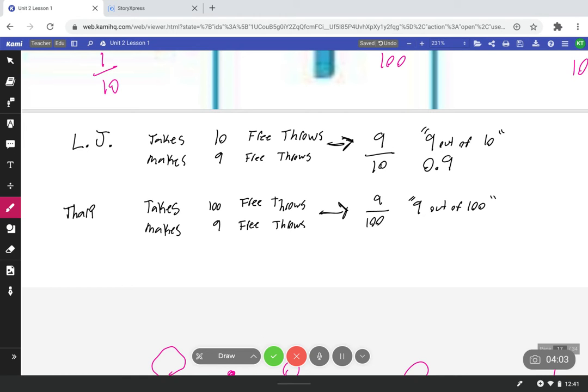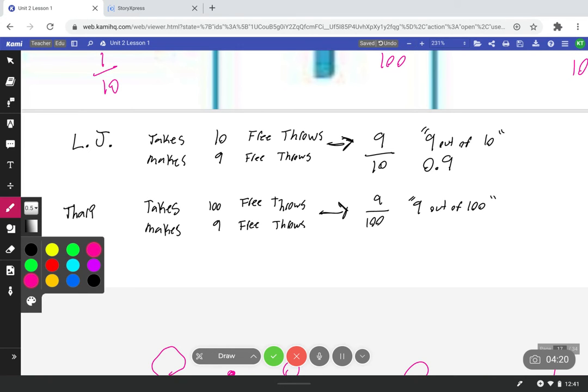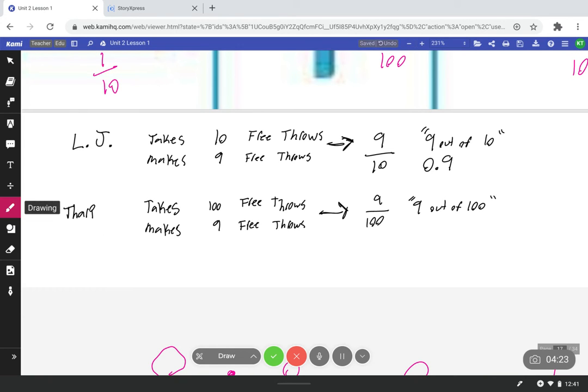So who is the better shooter? Who is the better basketball player? Well, my argument is that I am just as good as LeBron James. Because look, I made 9, he made 9. I'm just as good as him. But it's this part that matters, the denominator, the place value. He made 9 out of 10. I only made 9 out of 100. So I took a lot more shots.